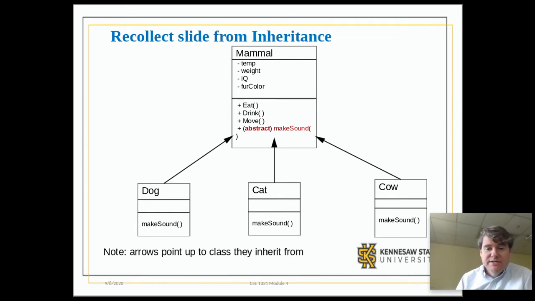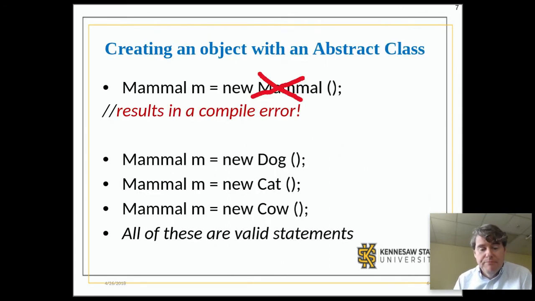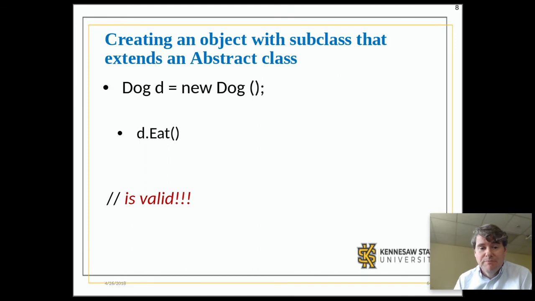All right, so let's take a look at some of the actual details here. In this example, if I say Mammal m = new Mammal, I will get a compiler error because that is not allowed. You cannot instantiate an abstract class. However, as we've seen in polymorphism, I am more than welcome to say Mammal m = new Dog, Mammal m = new Cat, or Mammal m = new Cow, once those classes have been defined.